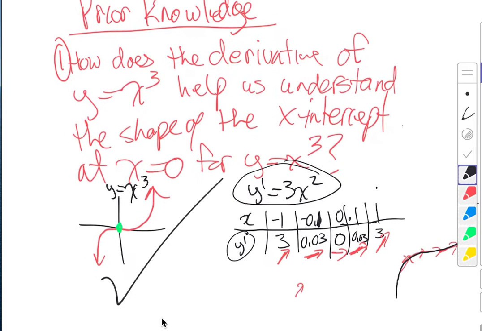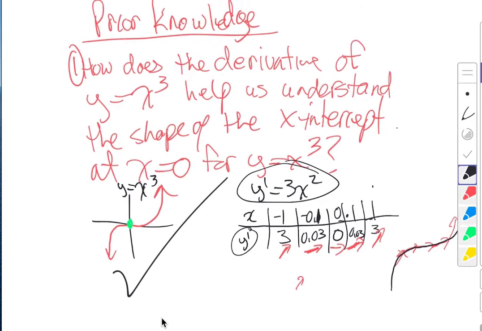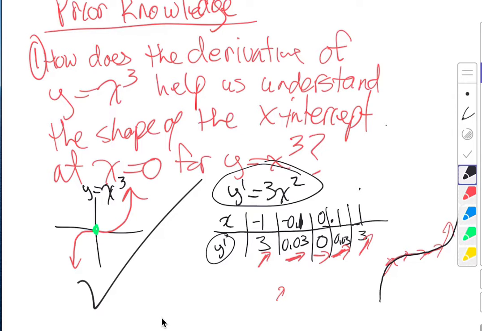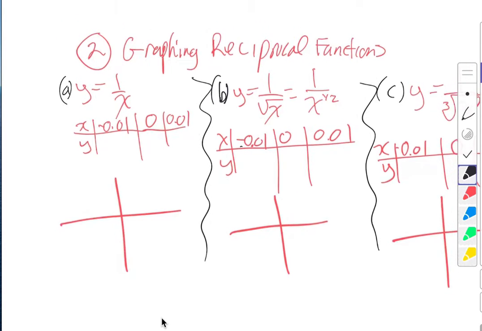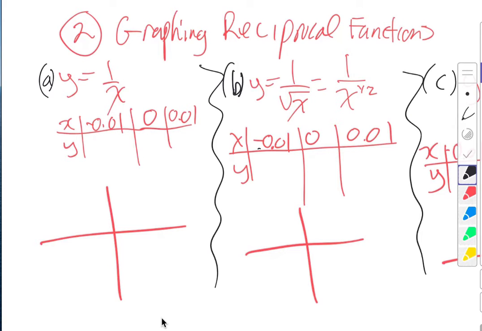All right, so here we go. So that's a bit of prior knowledge there. Now we need to do another little bit of prior knowledge, graphing reciprocal functions from grade 11 and advanced functions. So what does the graph of 1 over x look like? Well, let's just sub some numbers in. 1 divided by x, where x is negative 0.01. How many times does 0.01 go into 1? So 0.01 will go into 1 100 times, and then it's negative.